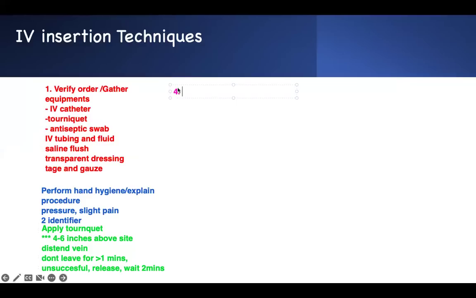The fourth thing you need to do is select the vein. Vein selection is the key. Your patient will love you. The best place is your forearm or the hand. Avoid joints; joints are bad. Also avoid the patient's dominant hand, because they will be moving it too much.